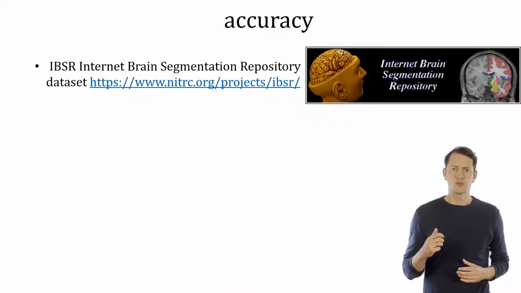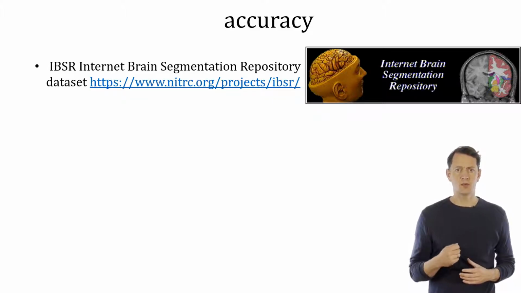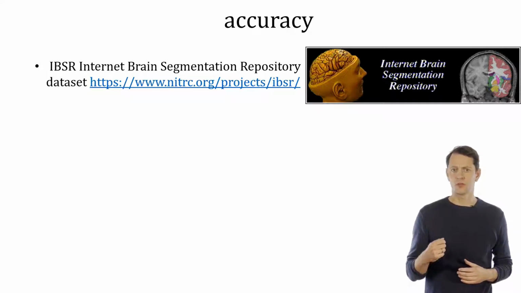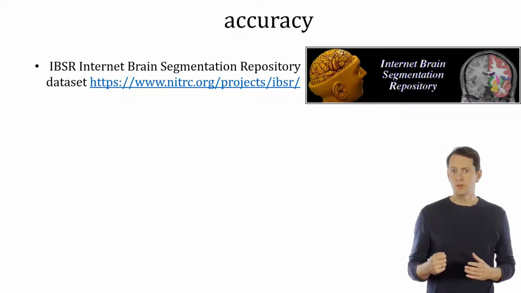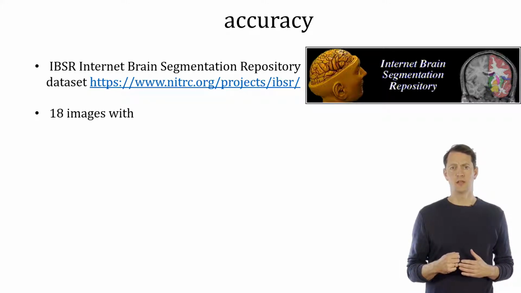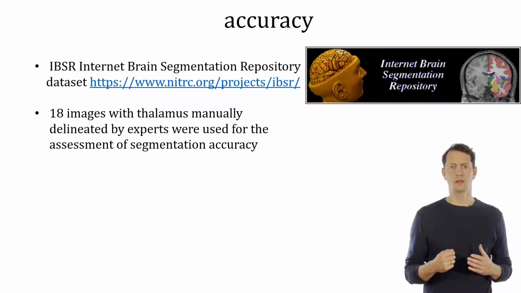We validated the trained 3D CNN on several independent datasets. The first goal was to test the accuracy of the trained CNN. That means the aim was to find out how close the automatic thalamus segmentations are to segmentations created by human experts. For that we used a publicly available dataset of 18 MRI images, and for each of the images in that dataset a manual expert segmentation was available.